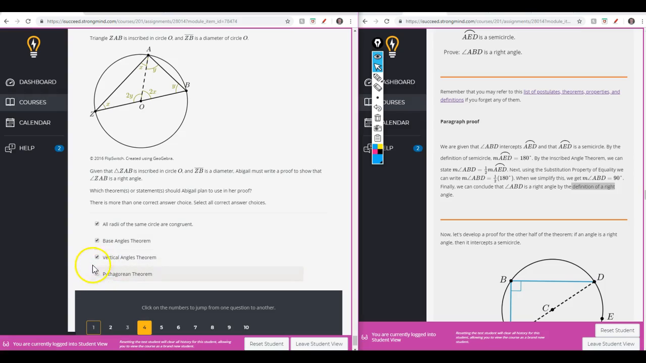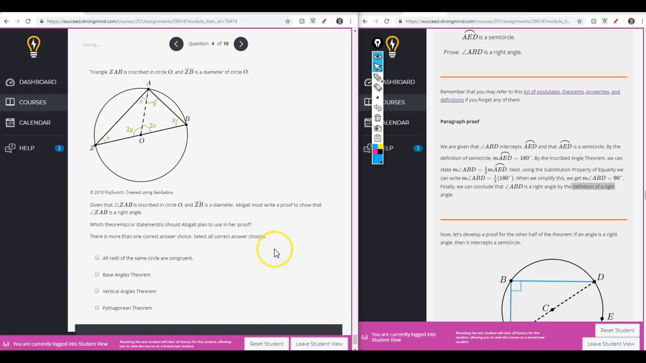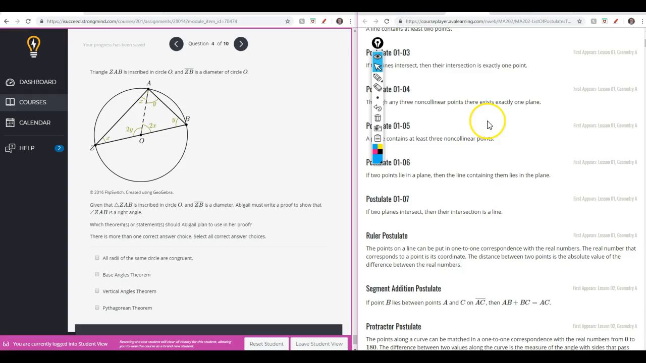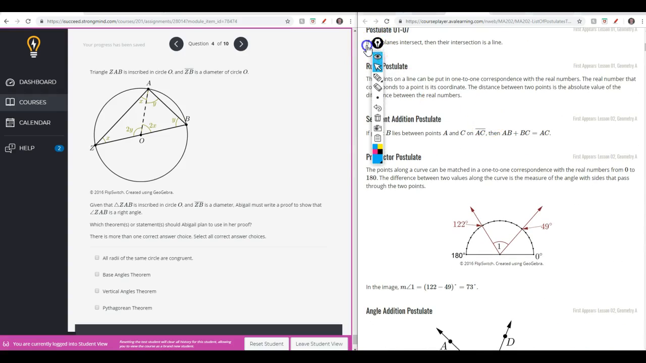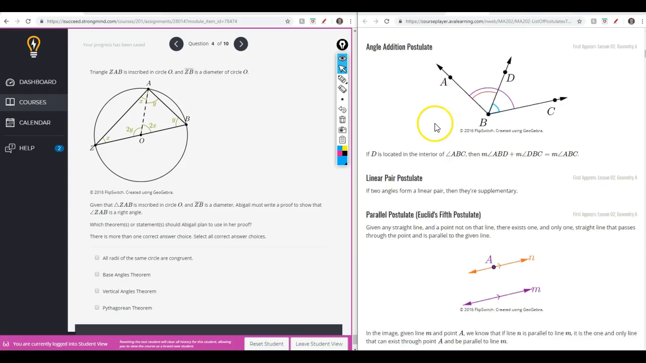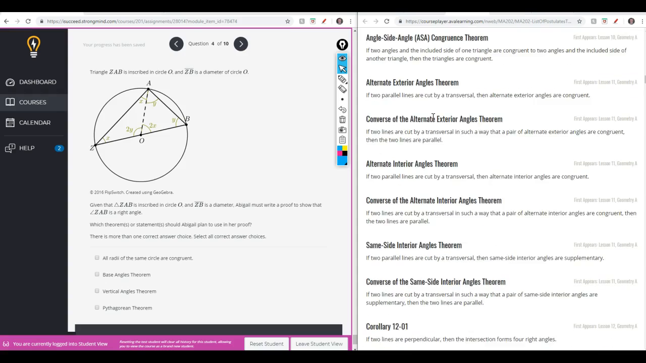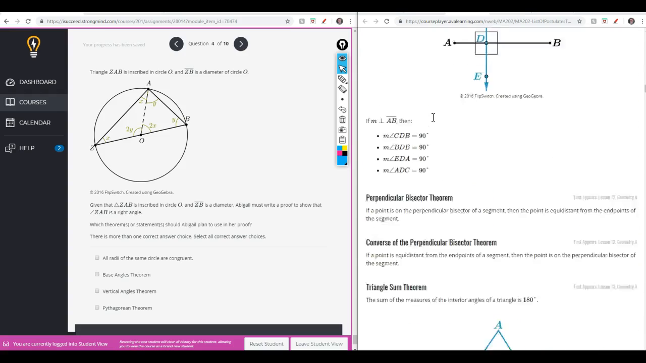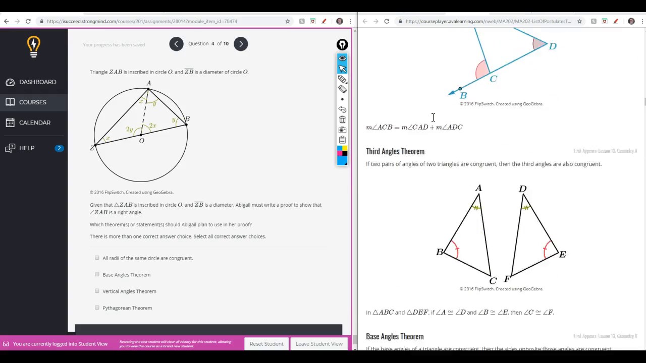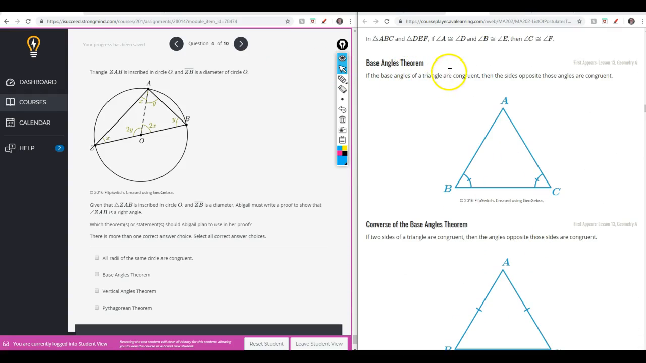So the next thing that I would go through is I would start looking for this list of postulates and theorems, and I would just scan for the vertical angles theorem or the base angles theorem, and I'm right here. If the base angles of a triangle are congruent, then the sides opposite those angles are congruent. So I'm just jumping here.